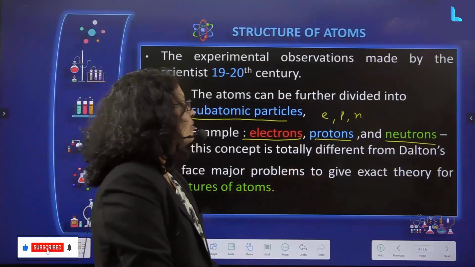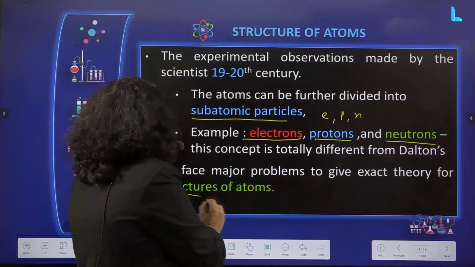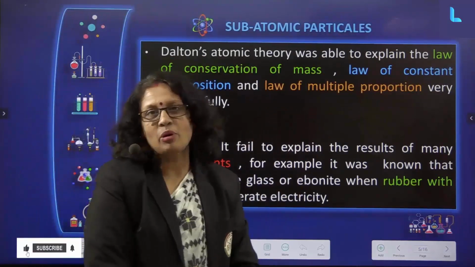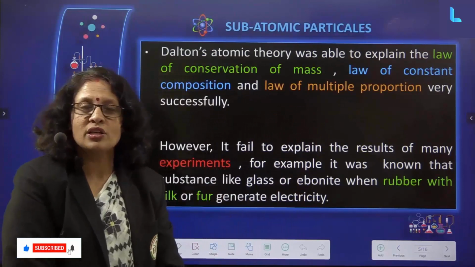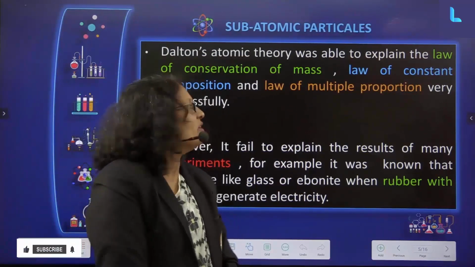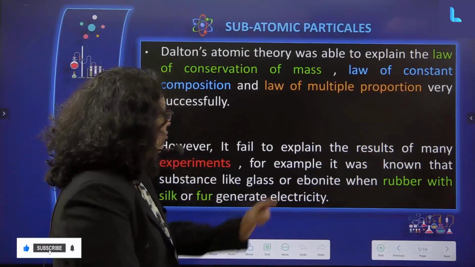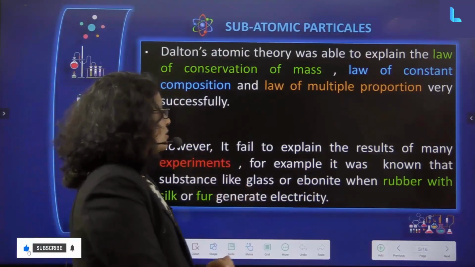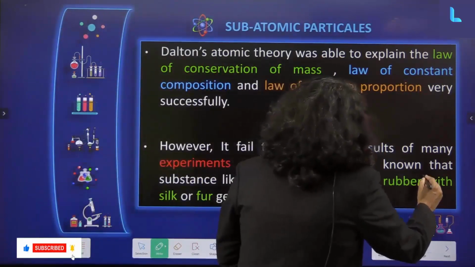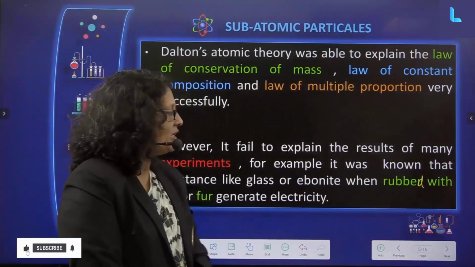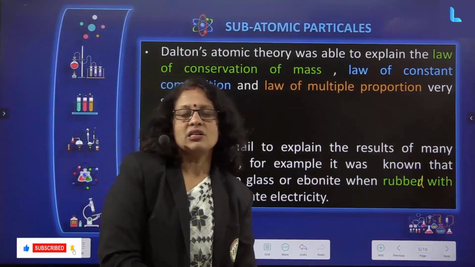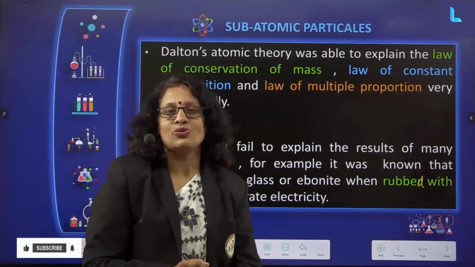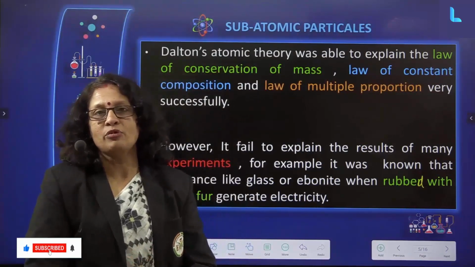The major problem in giving an exact theory for the structure of atom involved the law of conservation of mass, law of constant composition and law of multiple proportion. These three laws can be explained by Dalton's theory very successfully. But it failed to explain the results of many experiments, like when glass or ebonite is rubbed with silk or fur, it generates electricity. A small piece of silk or wool is rubbed with the glass.